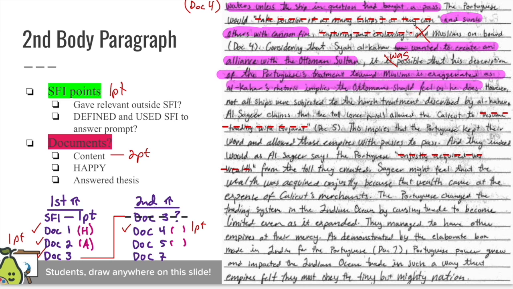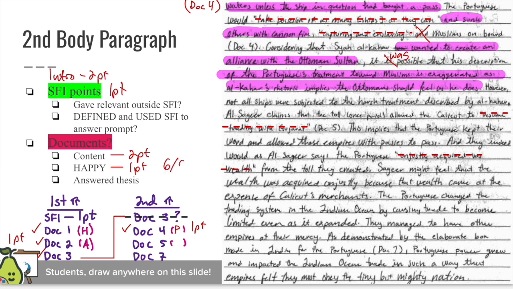So now we're looking at 5 out of 8. What are the points that we've got so far? Context, thesis, outside SFI, 2 content, and 1 HIP point. We have 6 out of 8 points.